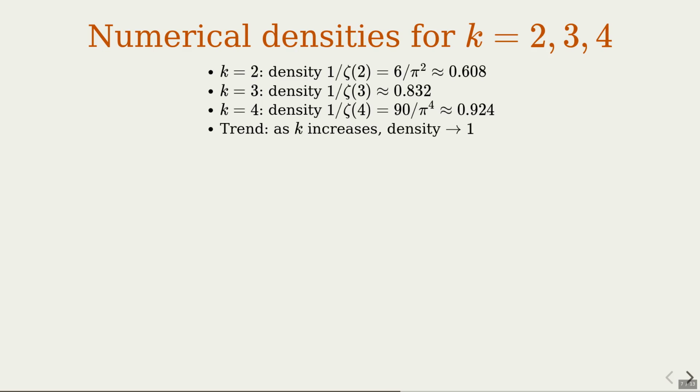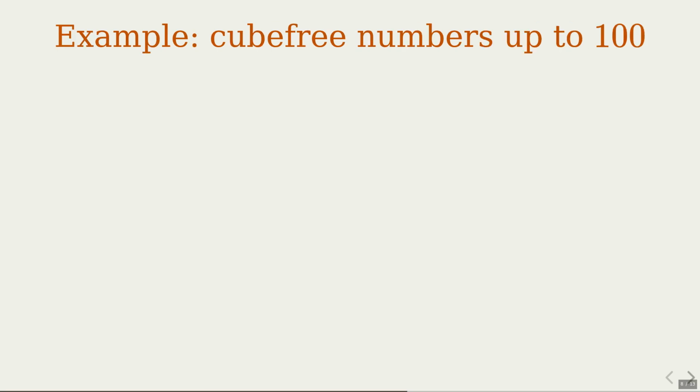As k grows, these densities keep creeping closer to 1, meaning almost every large integer is k-free for big k. So the square-free case is actually the most restrictive one, and every higher k gives a looser condition. Let us work out a concrete example of our formula when k equals 3 and x equals 100. That will give a sanity check that the density prediction matches actual counts.